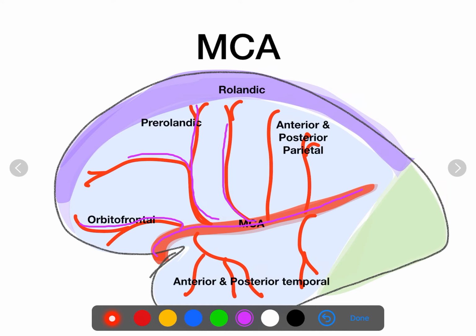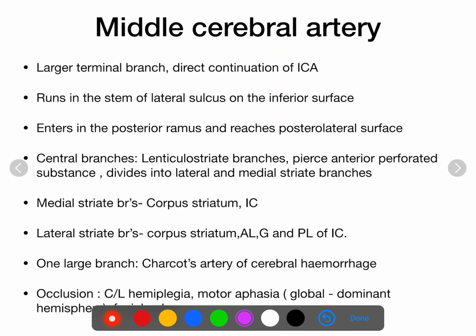There is the Rolandic branch, which lies in the central sulcus, and posterior to that there are anterior and posterior parietal branches. On the temporal lobe, we have anterior and posterior temporal branches. So these are the cortical branches of the middle cerebral artery.